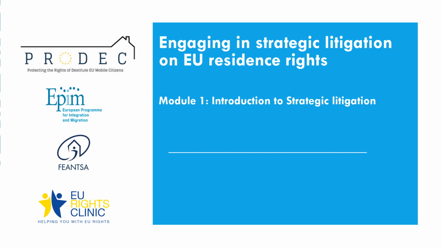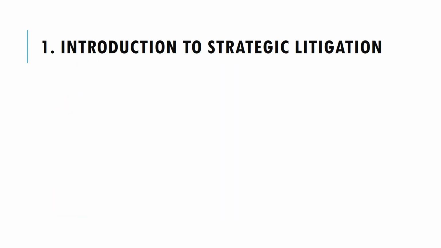In this first module, we will look at what we mean when we speak of strategic litigation. First, we can say a few words about the terminology we are using. When we speak of strategic litigation, we are not solely focusing on court action, but also other means of dispute resolution and non-judicial means of redress, such as complaints, petitions, and the use of ombudspersons. In this series of modules, we are going to focus on what mechanisms exist in the EU.